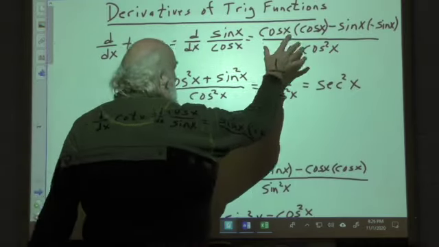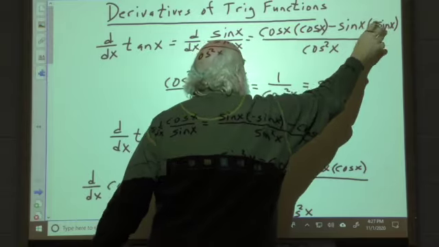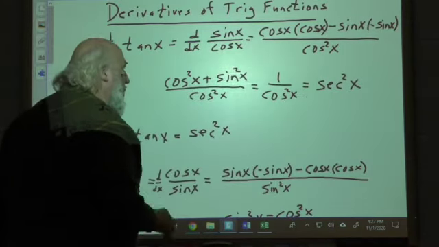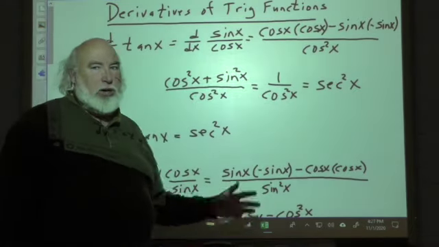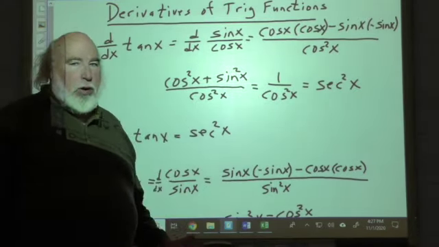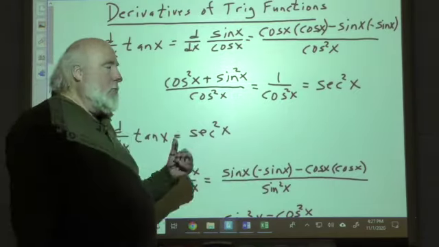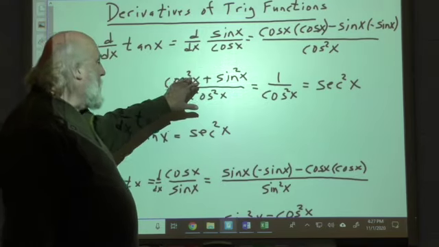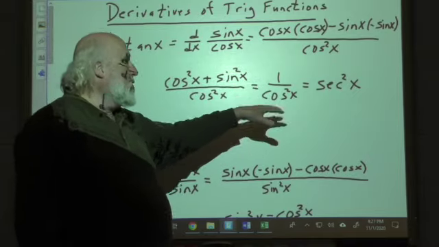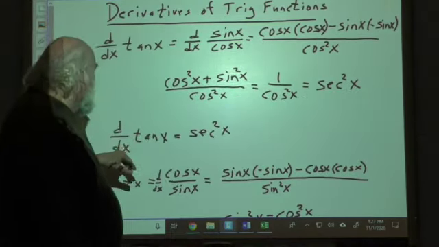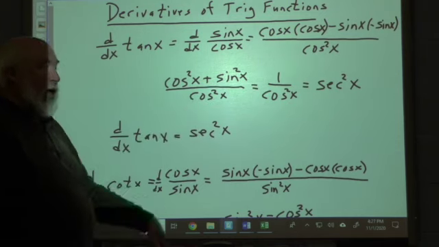Then we resolve this. Cosine x times cosine x is cosine squared x. Negative sine x times negative sine x is a positive sine squared x over cosine squared x. Now this is one of the most famous identities in trigonometry. If you don't know it, you should know it, but go ahead and put it in your calculus toolbox. Sine squared plus cosine squared gives you 1. 1 over cosine squared gives you the secant squared. Therefore, your next derivative involving tangent will be secant squared x.